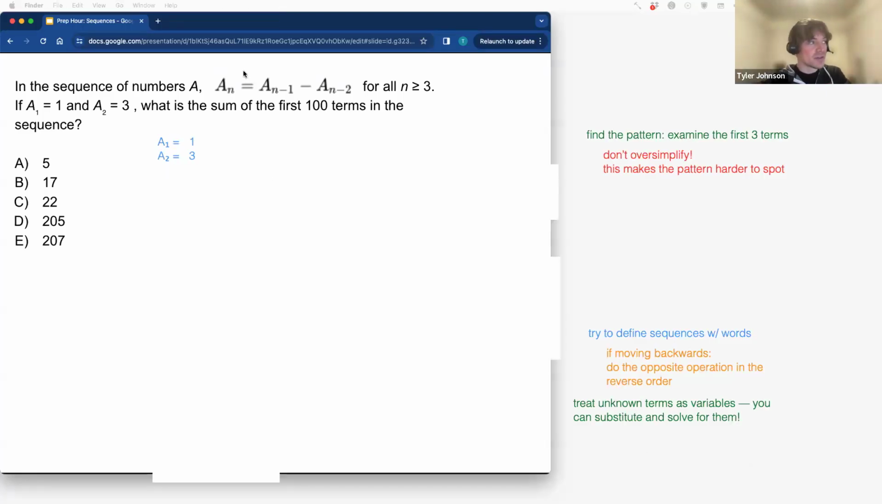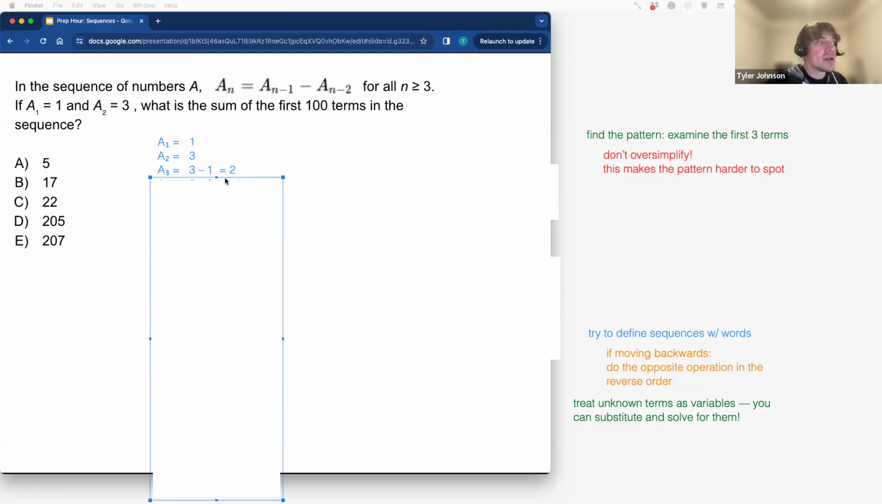From your sequence definition, all you're doing is taking the difference of the previous two terms. So the math is not complex. What's difficult here is staying organized. So you have the first two terms given to you, and then you just need to take the difference to figure out the next term. And I'm going to keep doing this until a pattern becomes apparent.